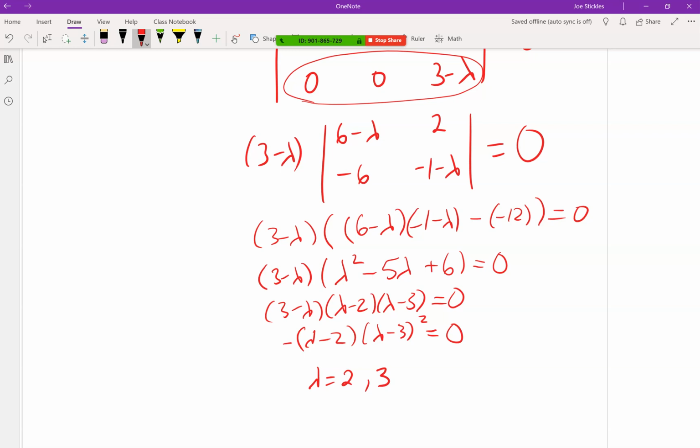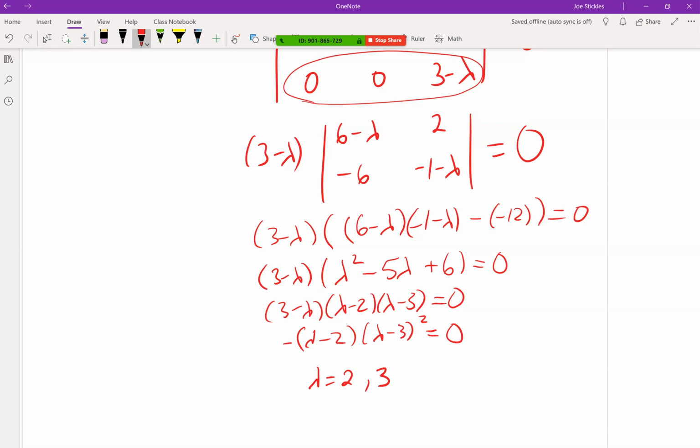Would those be negative, though, since you have the negative out in front? I could divide both sides by the -1 and get rid of the negative, and it wouldn't change the roots. Yeah, so that constant out in front is not going to change the roots for us.